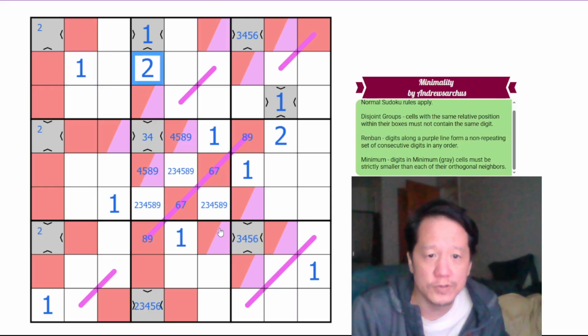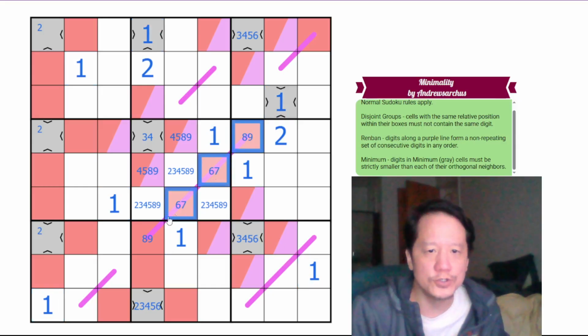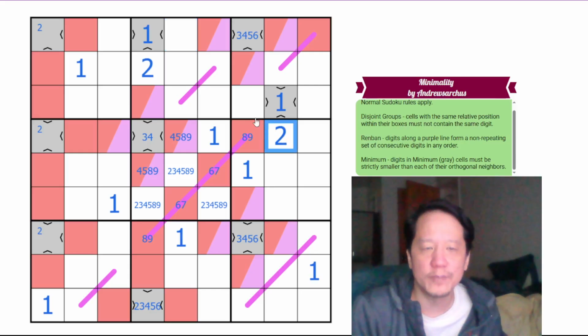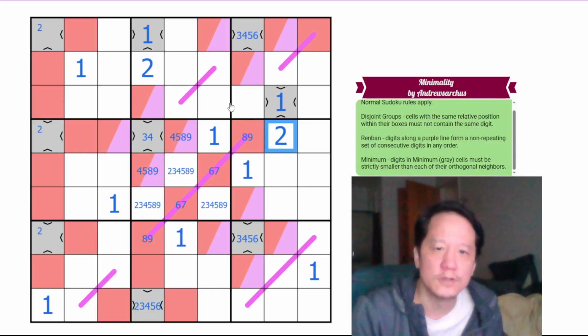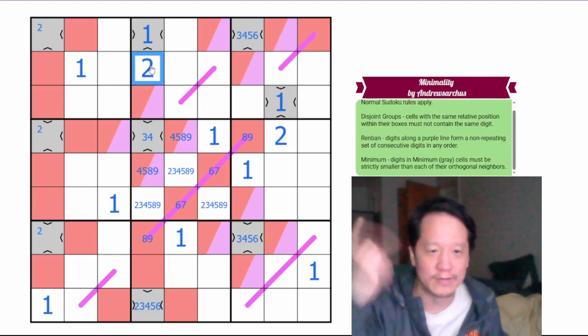We have 2 there. So we have all the positions of the 1s. So for 2, again, we have lower left. This cannot be 2. So we have upper right, or upper central, sorry. Sorry, this is left central. Ugh, I don't know. I got mixed up there.